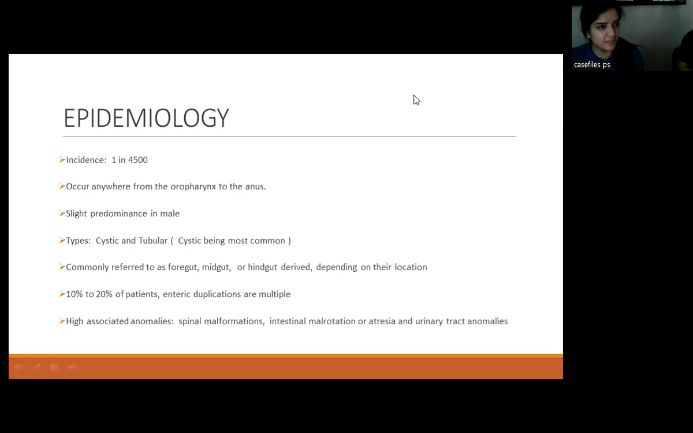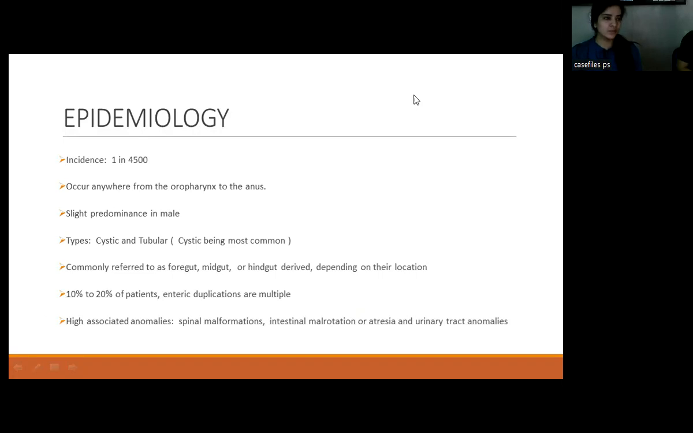It is very rare. The most common presentation is in the pediatric age group. However, it can occur in the adult population also. It occurs in 1 in 4,500 live births and can occur anywhere from the oropharynx to the anus. A slight predominance is noted in male patients. It is of two types, cystic and tubular. The most common is cystic, occurring in 80% of cases, and 20% of cases are tubular. Cystic has no communication with the adjacent bowel, and tubular is mostly communicated with the adjacent bowel.